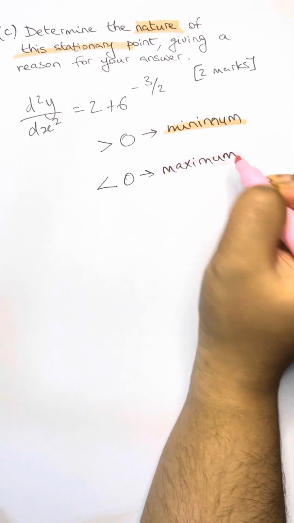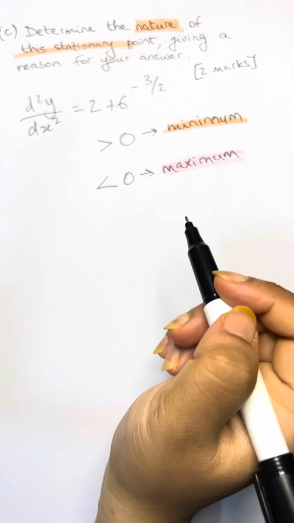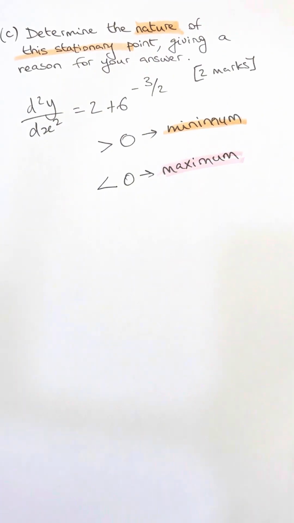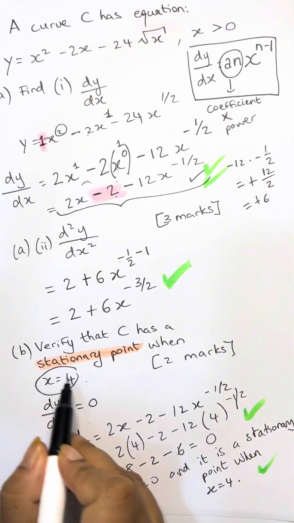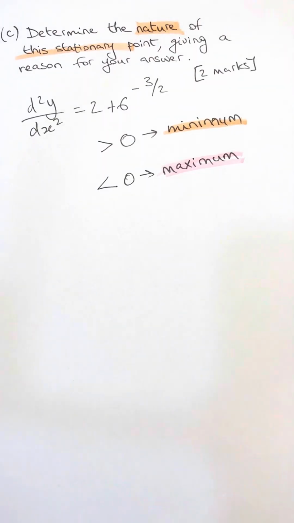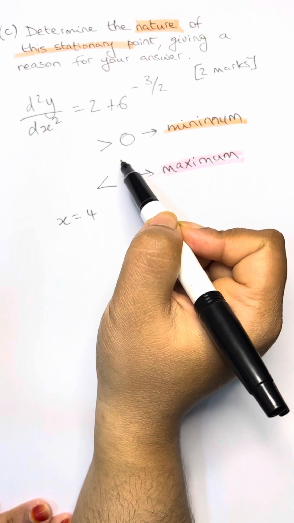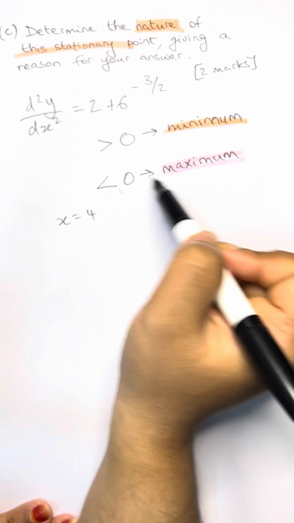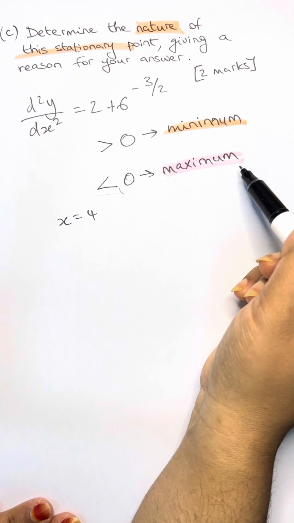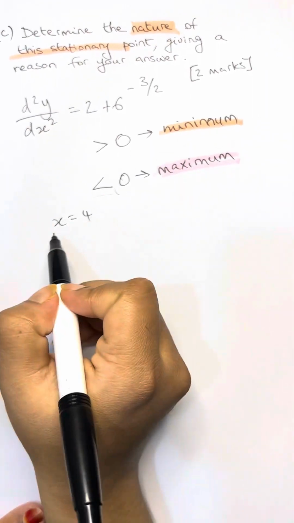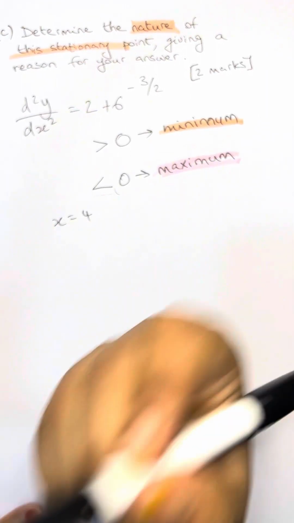Okay, how would I know if this is a minimum or maximum? Because they're both linked questions, I need to go back to my stationary point. What was my x equal to? My x was equal to 4. So in this case, I need to substitute my x equal to 4 into my second derivative, and if I get a value that's less than 0, then it's going to be a maximum stationary point. But if I get a value that's greater than 0, then it's going to be a minimum. Okay, so x equals 4. Let's substitute that into the second derivative.